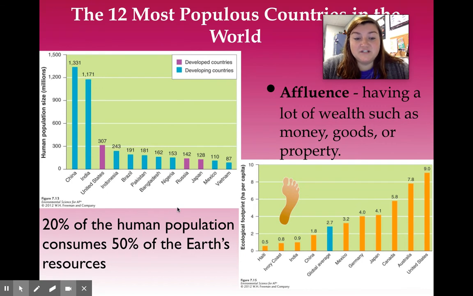20% of the population consumes 50% of the Earth's resources. Take a second and think on that. 20% of the human population consumes 50% of the Earth's resources. Does that statement make it sound like we are existing in a sustainable way right now? Are we existing in a way that things are going to be able to carry on like they're going? I don't think so.